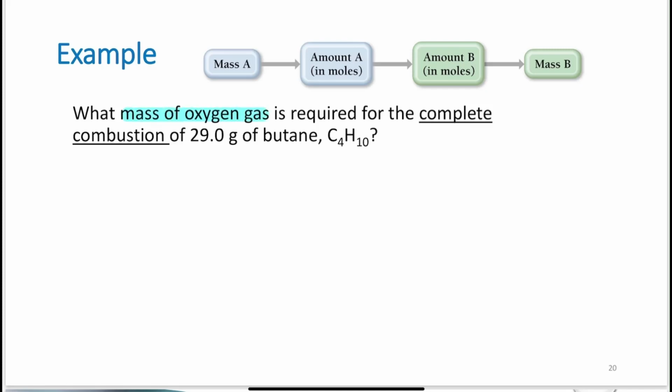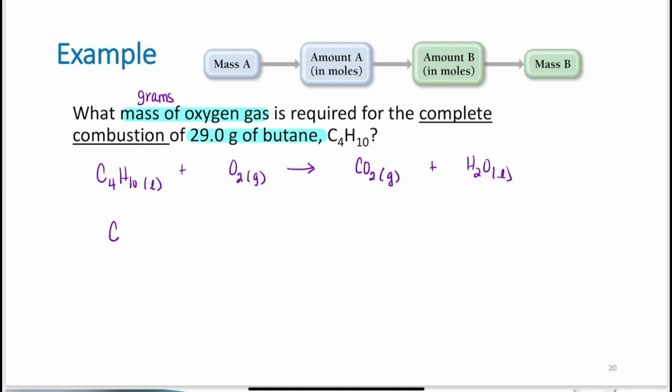We want to know mass of oxygen gas, which means grams, required to completely combust 29 grams of butane, which is C4H10. So it's telling me here, mass of O2 in grams, complete combustion. So I'm going to take butane, C4H10, and I'm going to react that with excess oxygen, because again, that is combustion, to produce CO2 and water.